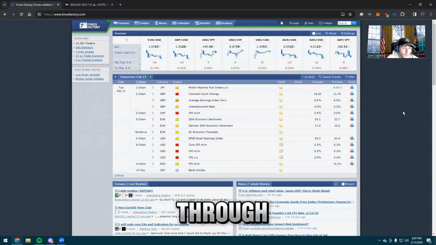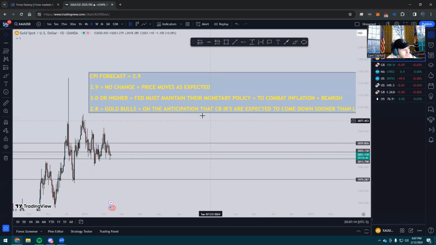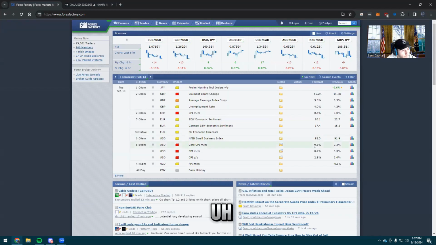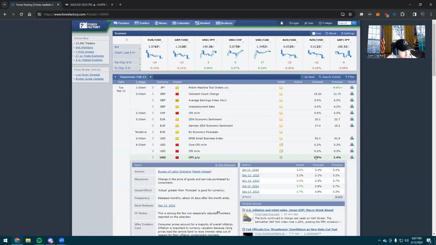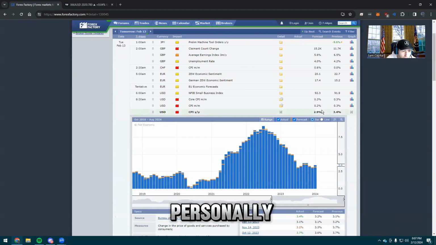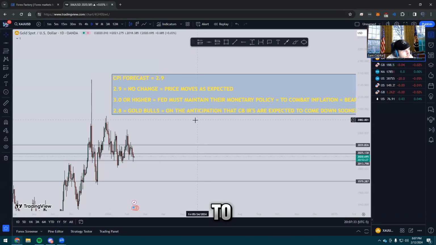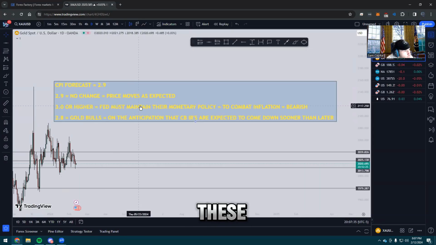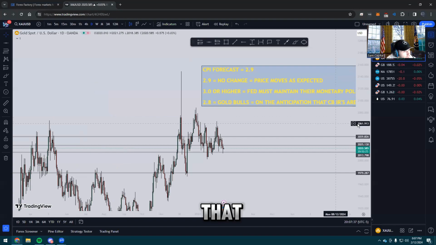Now that we've gone through all of the scenarios, so that you can understand all the things that could happen based off of what the actual may come out to be for this yearly CPI, year over year, what do I think is going to happen? I personally think that we're going to see something between 2.9 and 3.4%, right? So this will give us those green numbers to bring these bears for gold, etc.